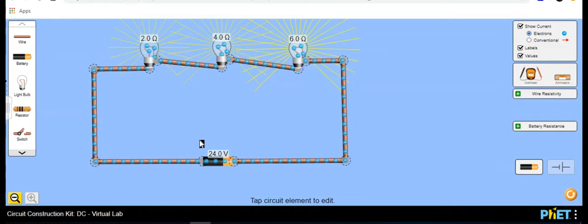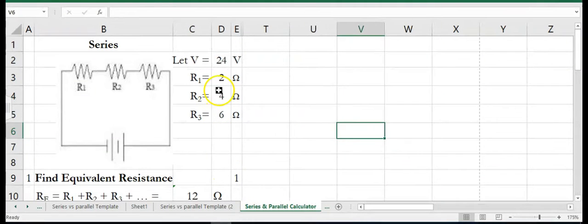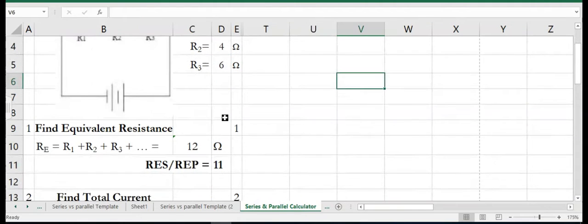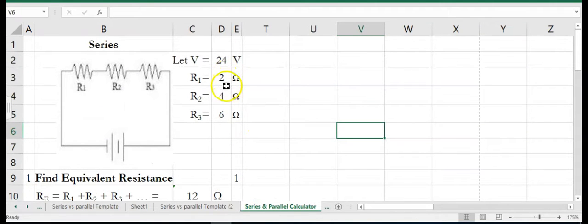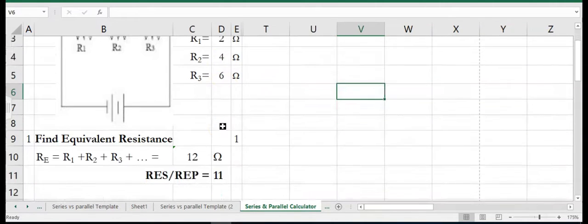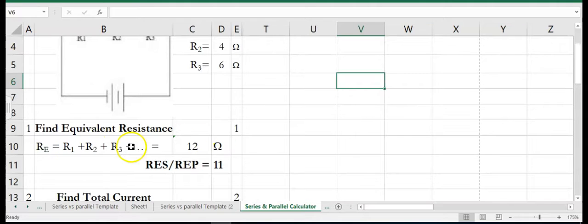So let's take a look at an Excel template calculator that I created for this. So I have a 24-volt battery, a 2-ohm, a 4-ohm, and a 6-ohm resistor connected in series. The first rule says that I have to find the equivalent resistance of 2, 4, and 6 ohms respectively. And that, of course, equals 12 ohms.